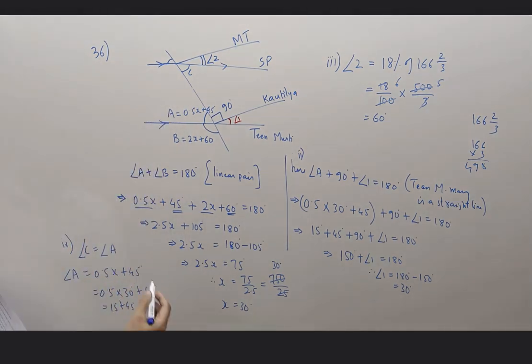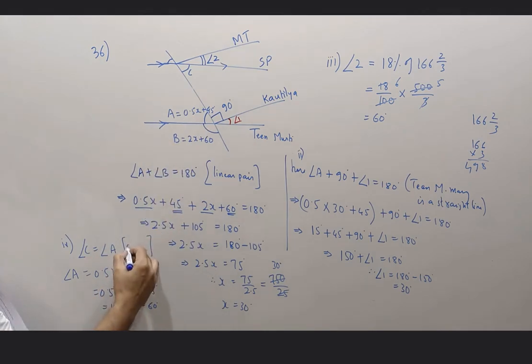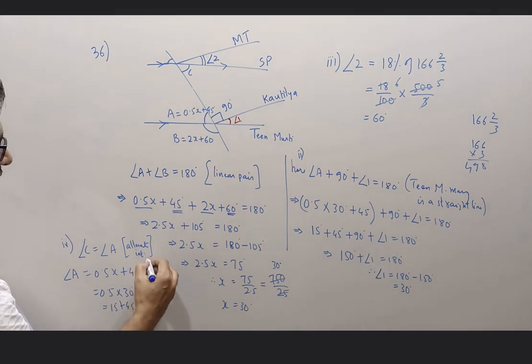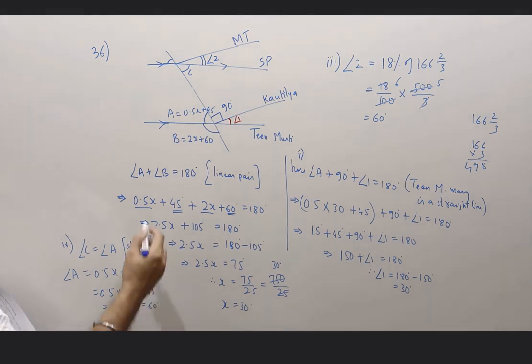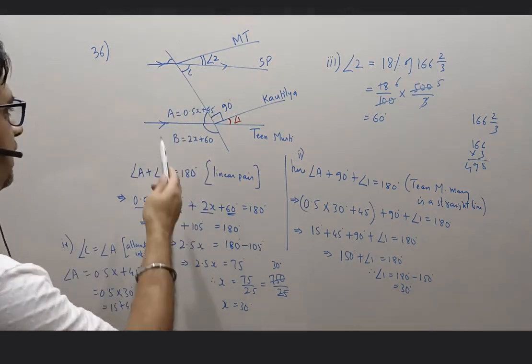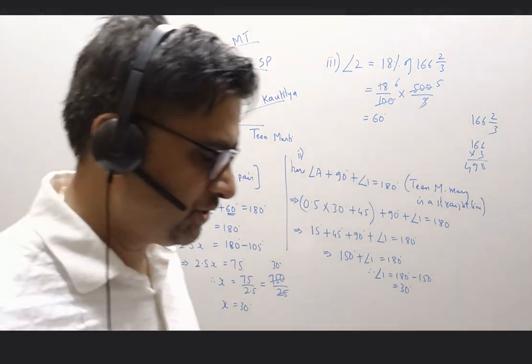Why are these two angles equal? Because angle C and angle A are alternate interior angles. These are the measures of the two angles. Angle C and A are equal because they are alternate interior angles. A we found to be 60 degree, and therefore C is also 60 degree.